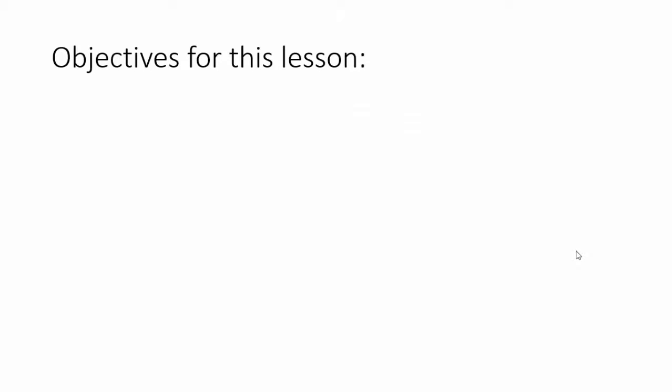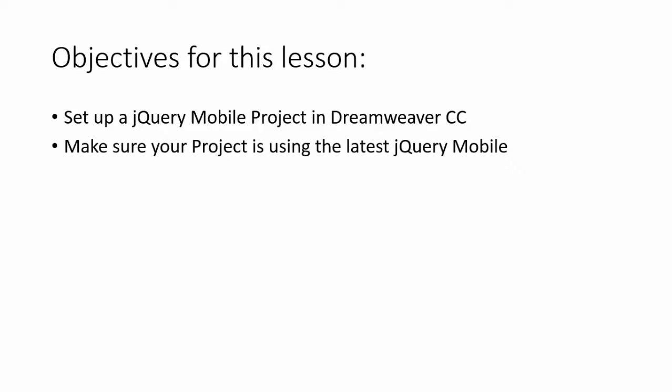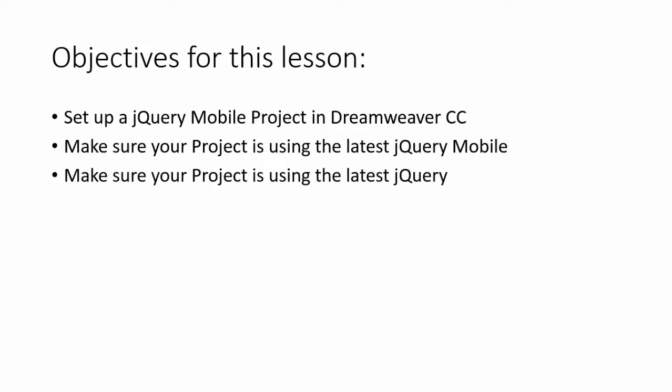The objectives for this lesson are to show you how to do the following. Set up a jQuery mobile project in Dreamweaver CC. Then we will make sure that your project is using the latest jQuery mobile, and make sure that your project is using the latest jQuery. We'll also show you how to set up a Config.xml file, which we need for when we go to PhoneGap build.